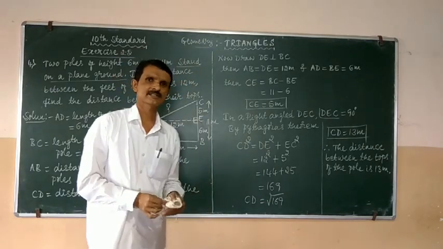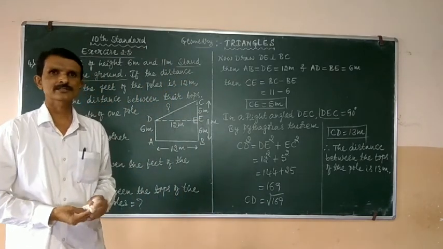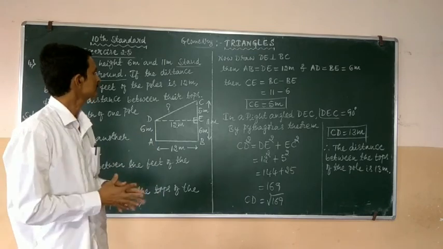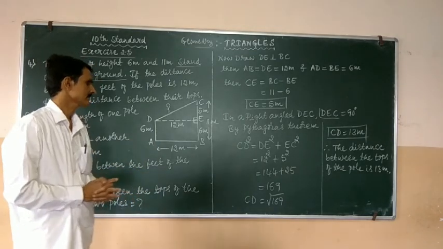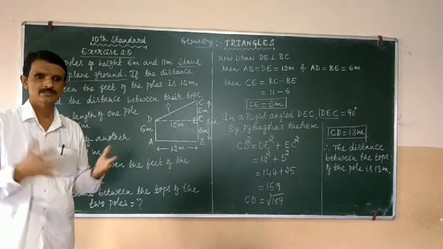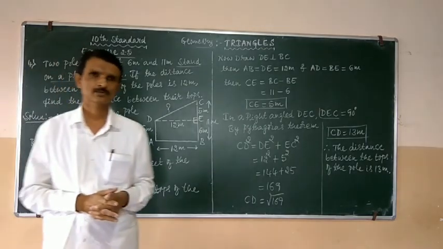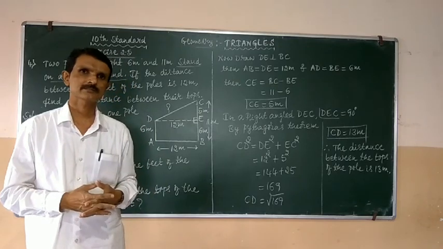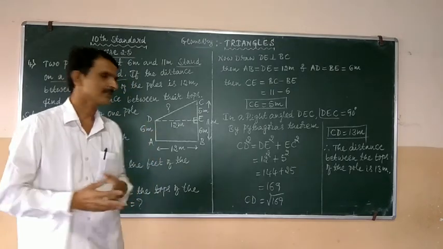So this is all about the problems on the Pythagoras theorem. There are other problems in the exercise 3.5, students. You have to try them at home. Try to understand the theorem and try to solve the problems.